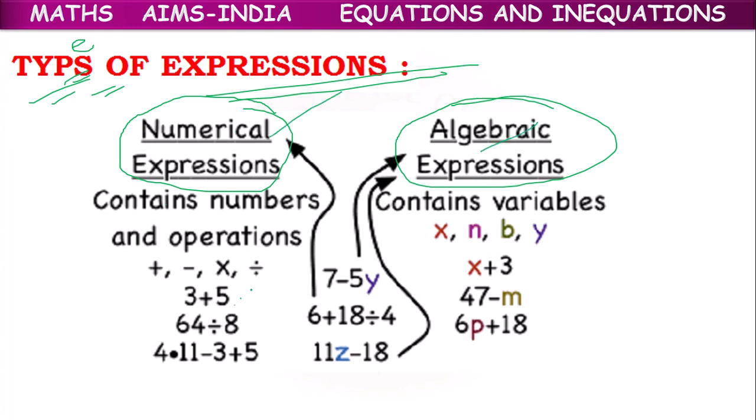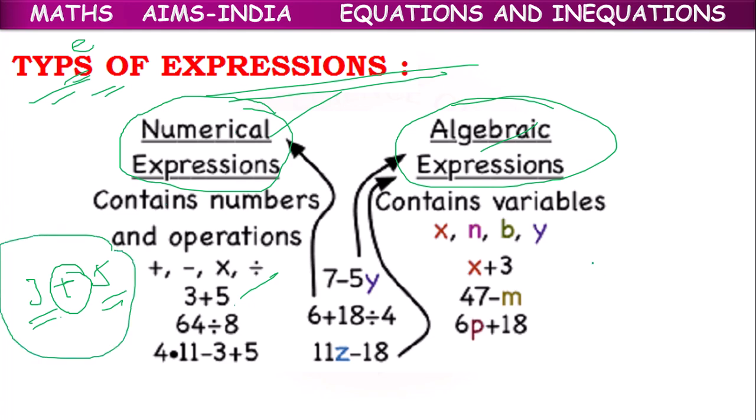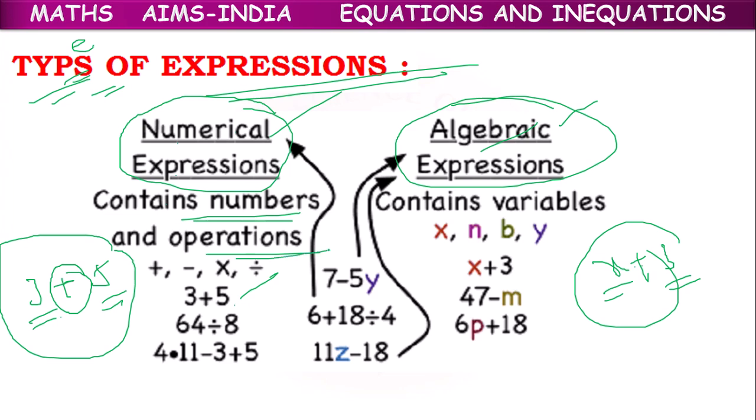Now this, 3 plus 5, we have only numbers joined by a plus operator. It's a numerical expression. Whereas x plus 3, we have a variable and a number joined by a plus operator. It is an algebraic expression. So numerical expressions contain only numbers and operations, whereas algebraic expressions contain variables along with numbers and operators.